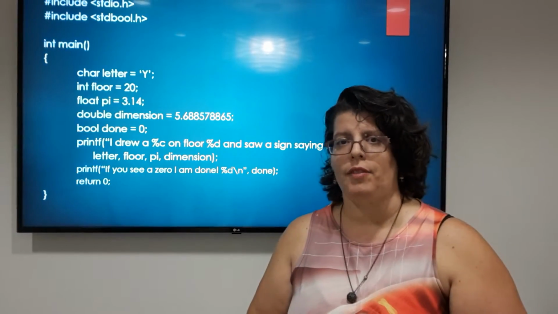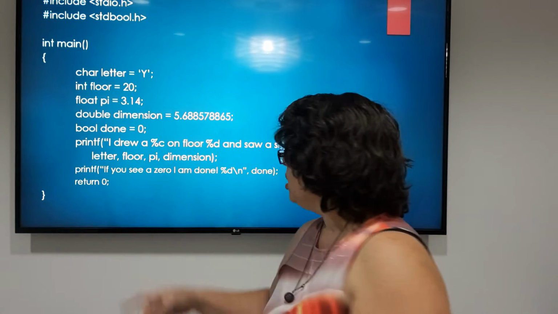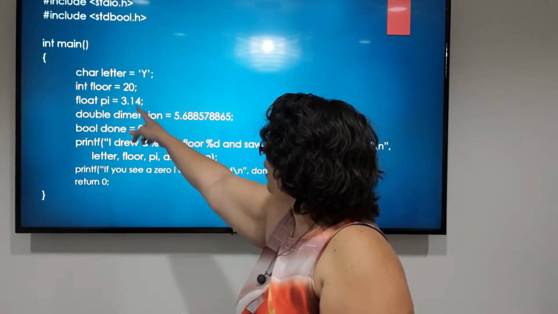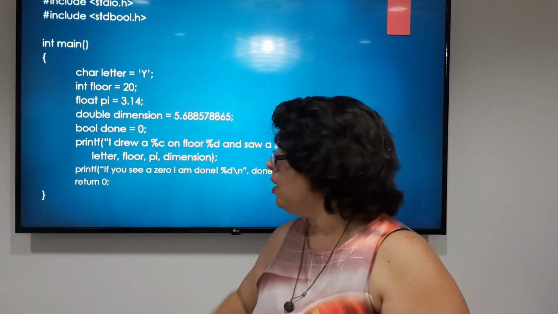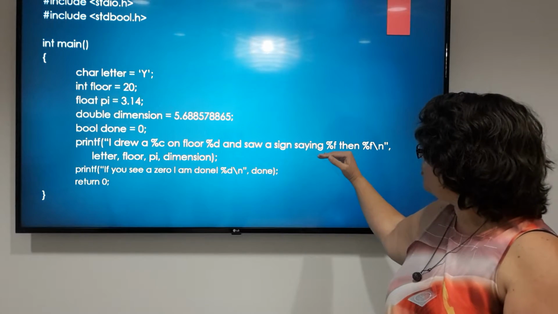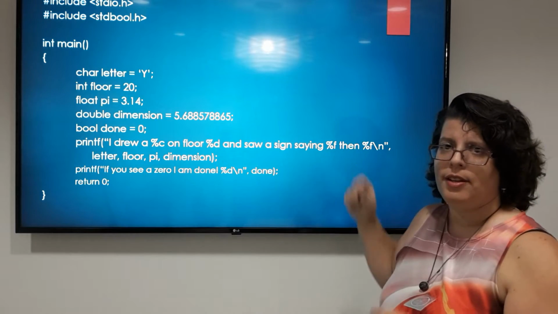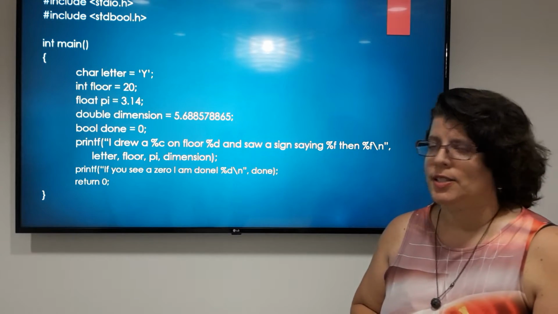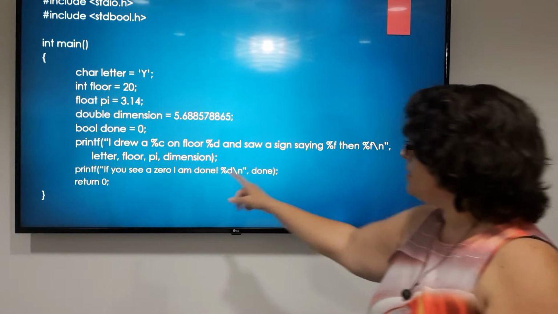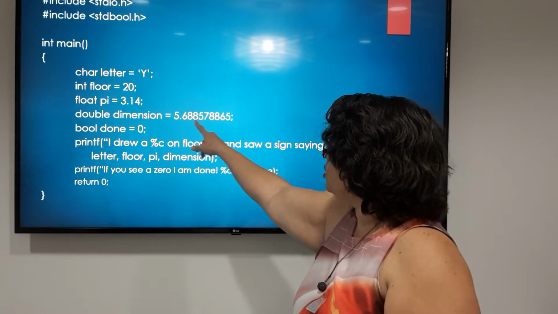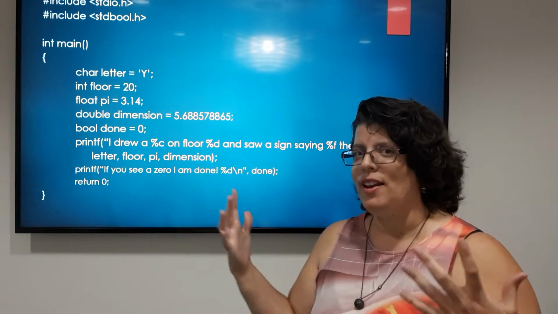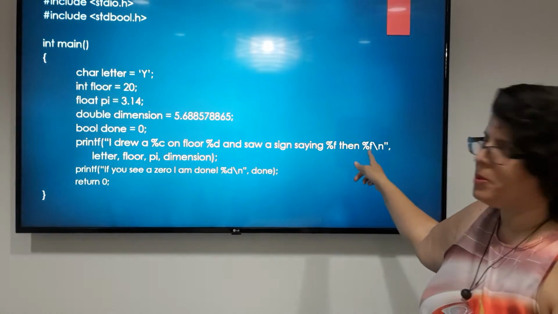Now for this %f, I'm now in the third fill in the blank in my sentence. So I find the third variable, and the third variable is pi. I know pi has 3.14 as a value. So in my sentence, I'm going to go ahead and say I saw a sign saying 3.14. That value is going to show up right here where this %f is. We got one more spot to fill in this sentence, and that's this last %f. And what's going in here is the value of dimension. So I have this huge value for dimension, 5.688578865. So that big long number is now going to go right here in the last %f.